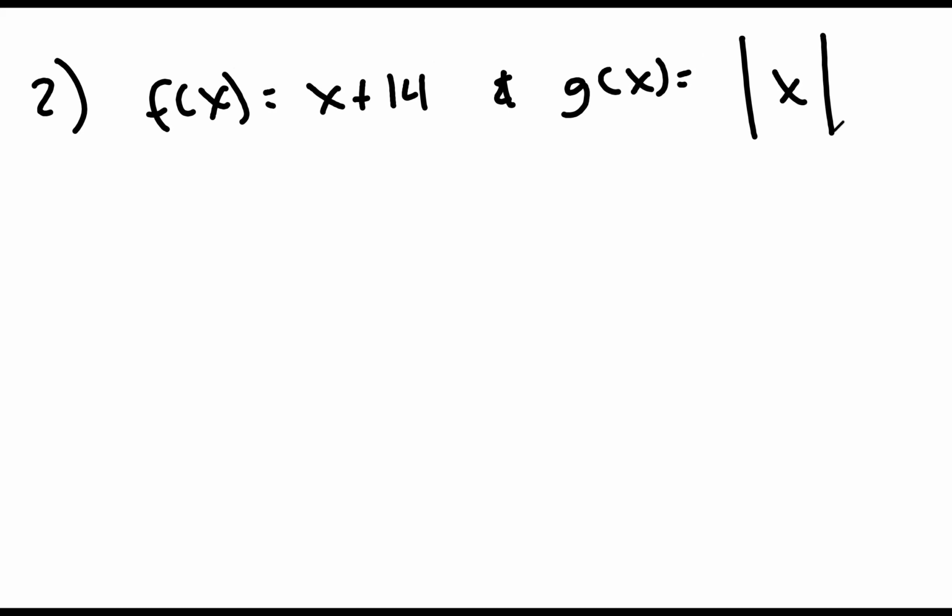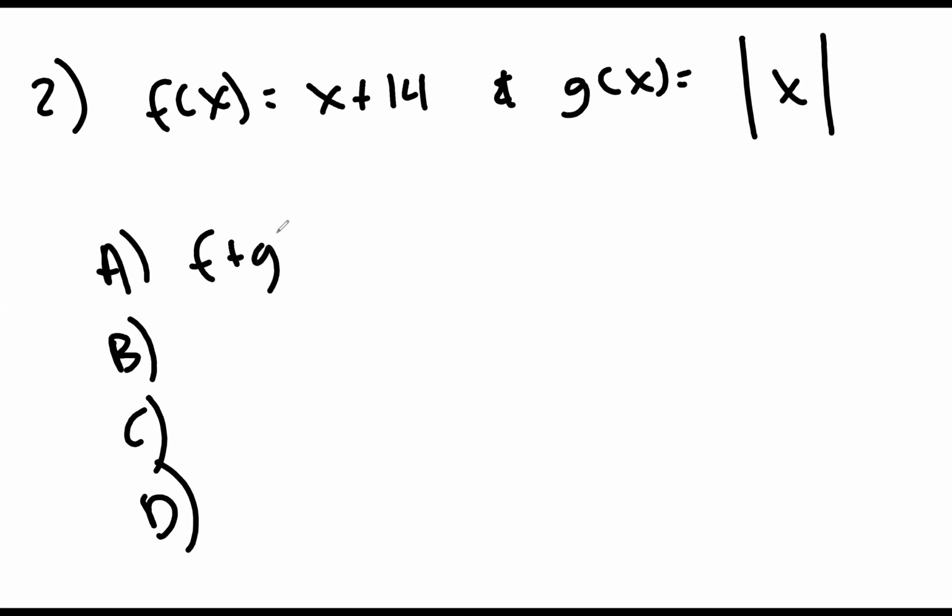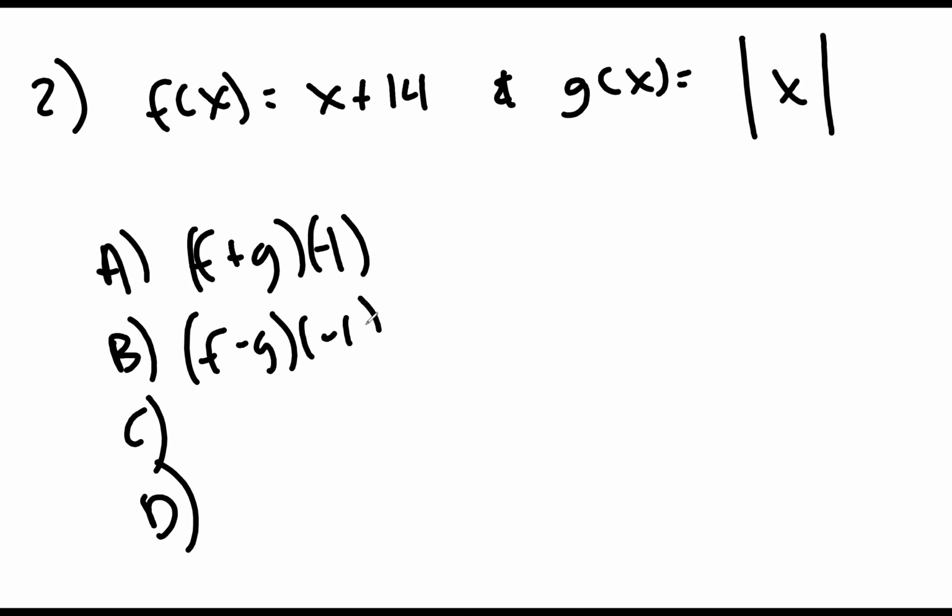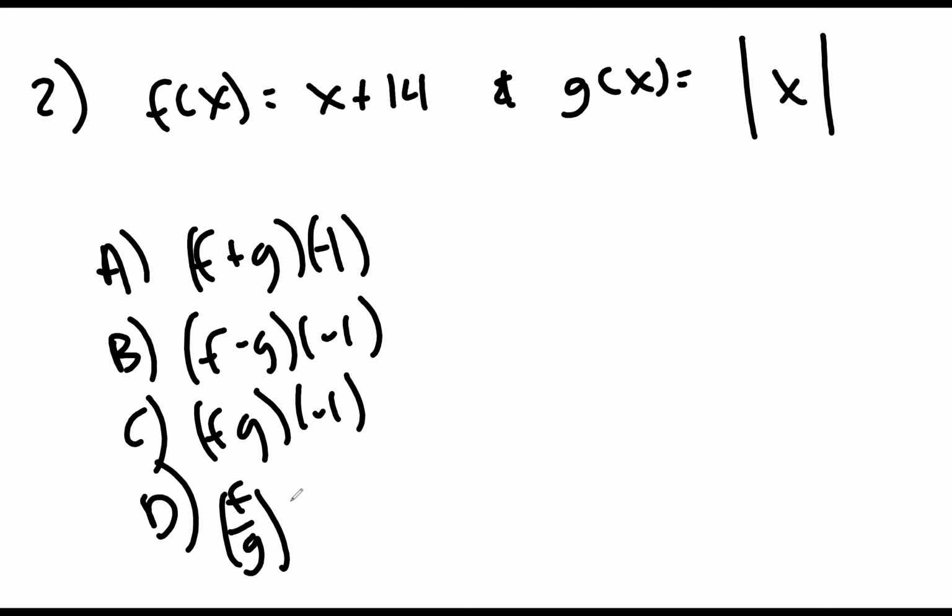Now here's the thing. I'm going to be doing A and B and C and D just like I did, okay? So let me write a few things down. So the first one is that I'm going to ask me to find f of g of the number -1, excuse me. And then I'm going to find f minus g of -1. And then f times g of -1. And then f divided by g of -1.